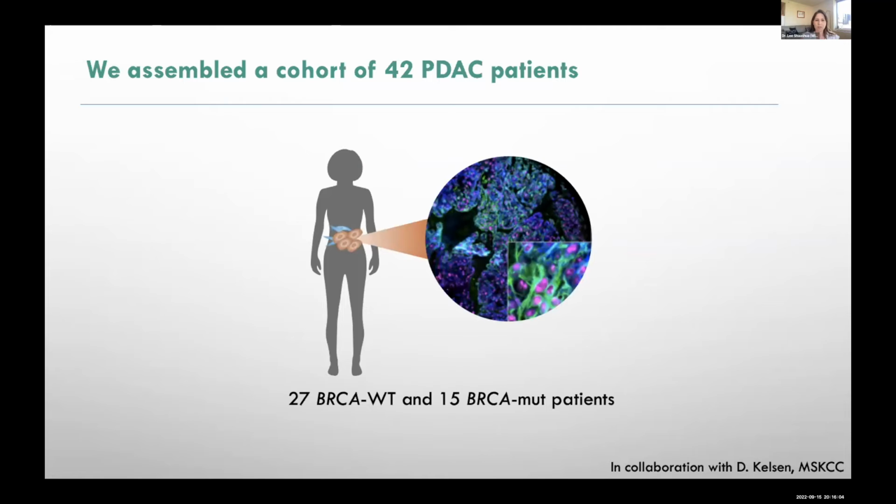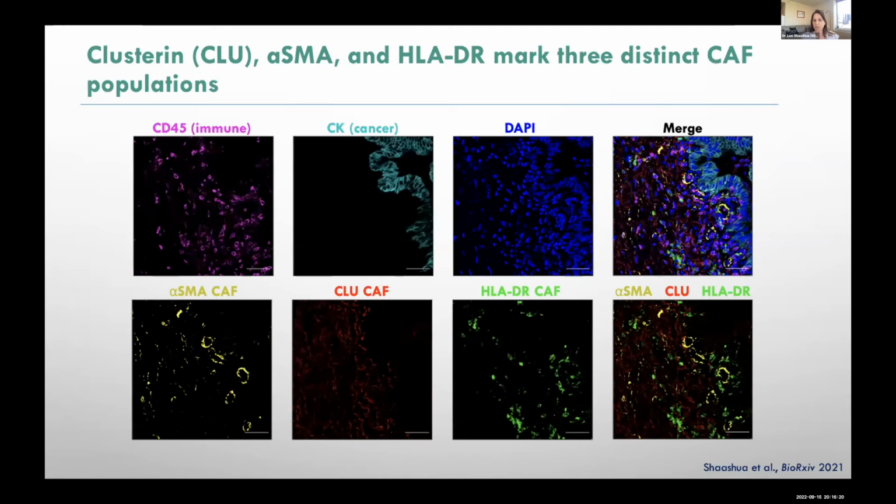To that end, we assembled a cohort of 42 PDAC patients in collaboration with David Kelson from MSK-CC and some other clinicians. And out of these 42 patients, 15 had BRCA mutations. We started with multiplex immunofluorescence, trying to understand which CAF subtypes we have there.